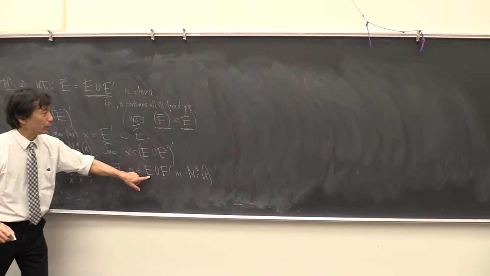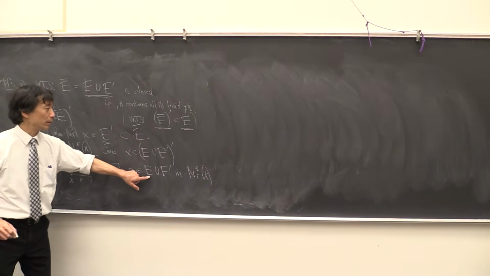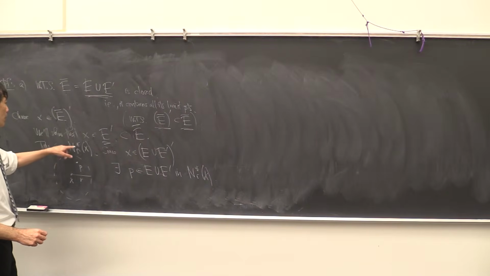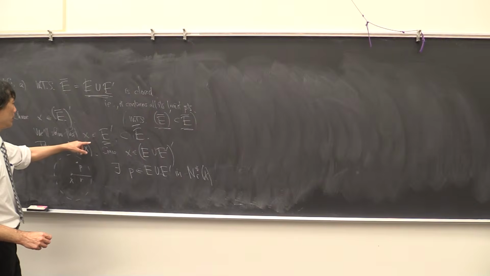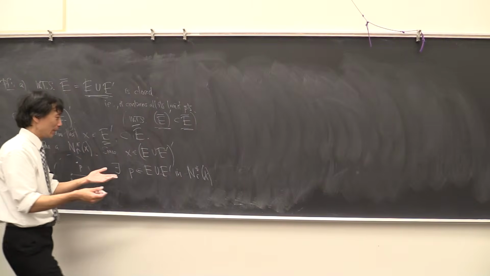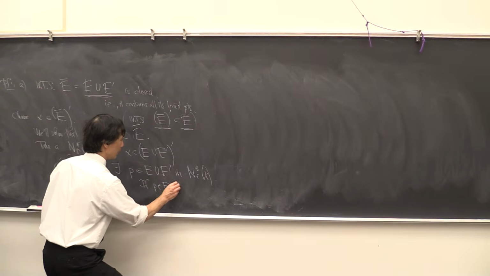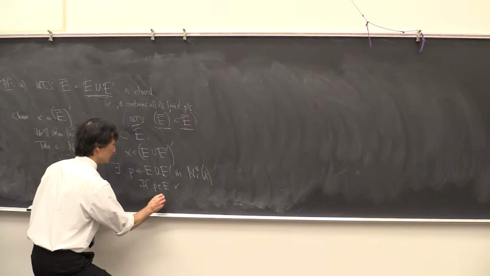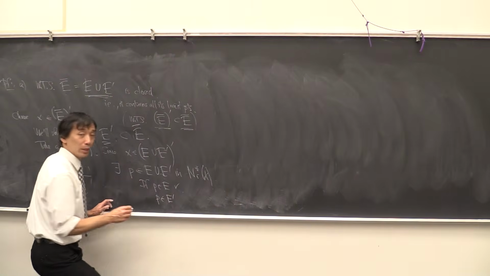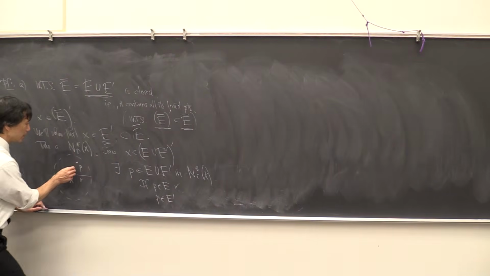Here's the point P. If that point is in E already, then we're done, because that's a good thing. So if P is in E, then that's already good. If P is not in E but in E prime, suppose this point is in E prime.